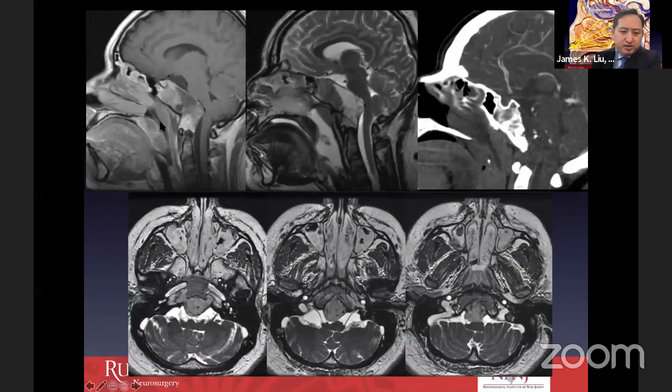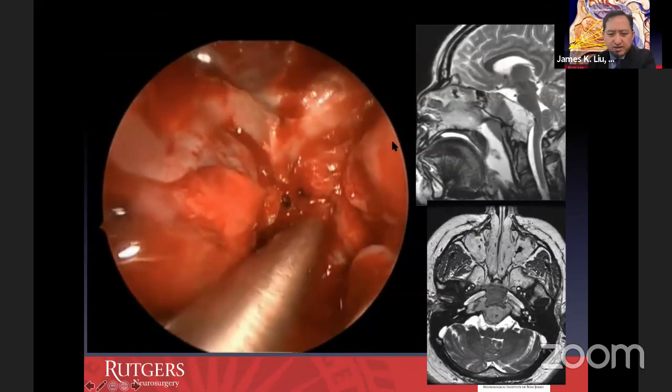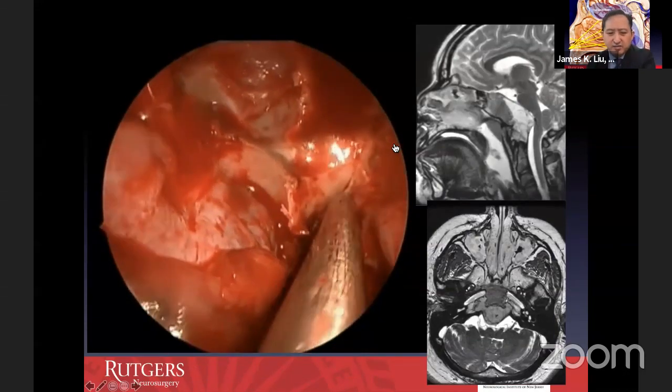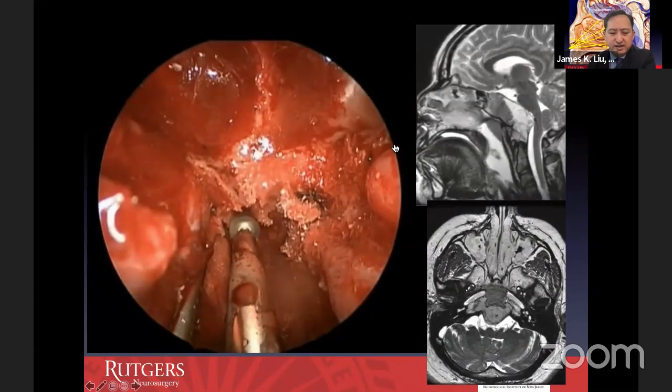So here's an example of a clival chordoma in a child. You can see it's got the classic T2 bright appearance and the impression on the brainstem is very classic. This is called the cortical thumbing sign described by Rick Harnsberger at the University of Utah. And you can see that there's compression of the brainstem. And this is a midline tumor, so we can do this endonasally.